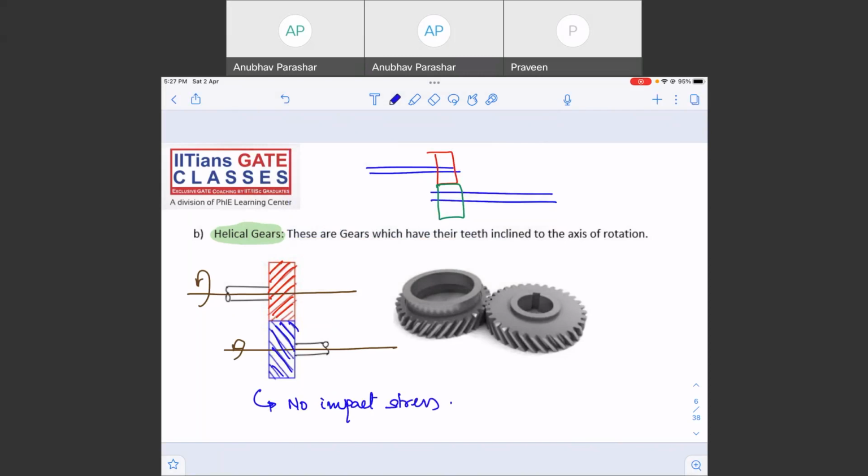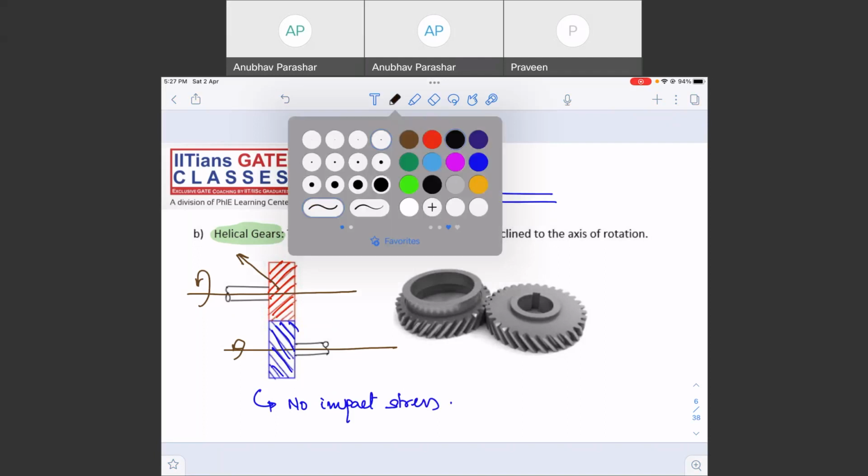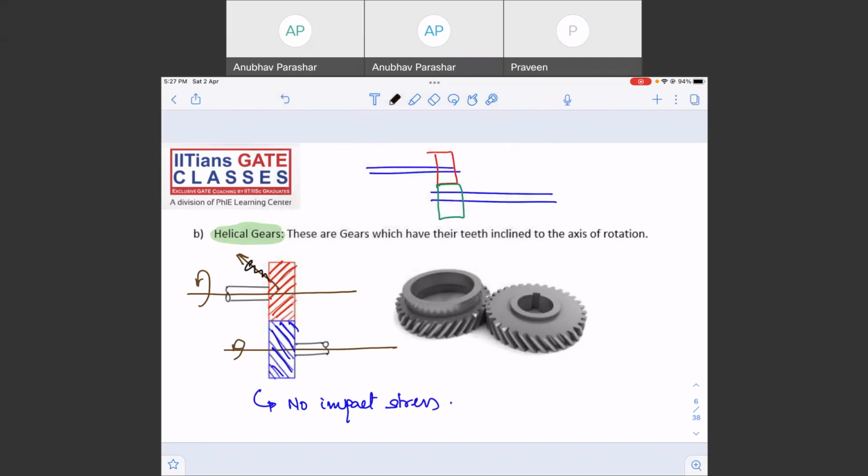No impact stress. But there is a problem here also. What is the problem? The force that will be applied on the gears will be in this direction, because the force will be perpendicular to the teeth. So if you resolve this, there will be two forces, F radial and F axial.